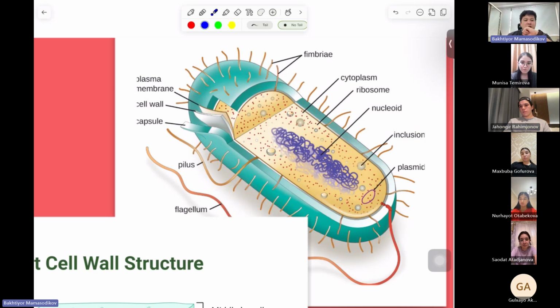What do you think? Why do we need the fimbriae? This one is to eat. Any other options?